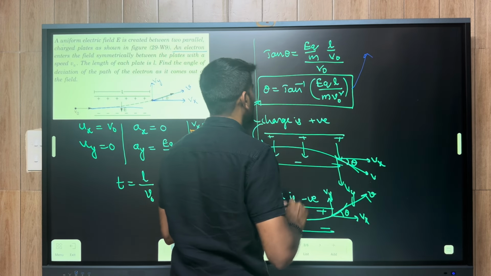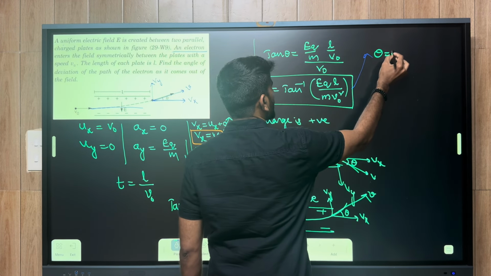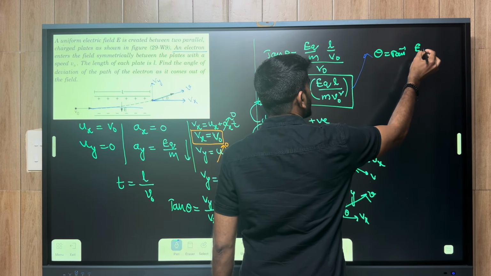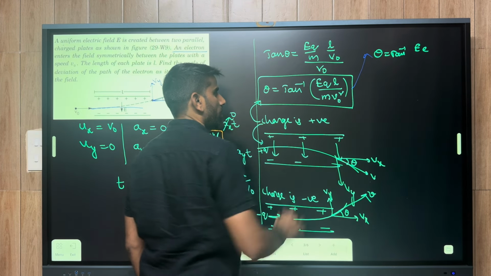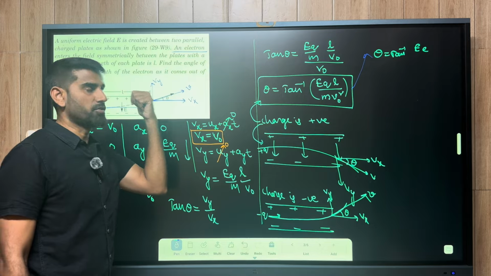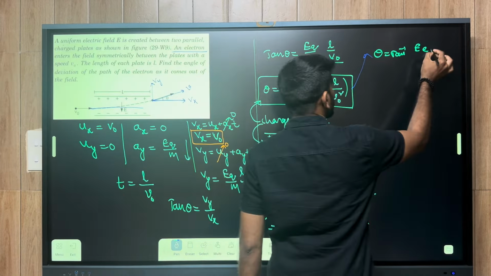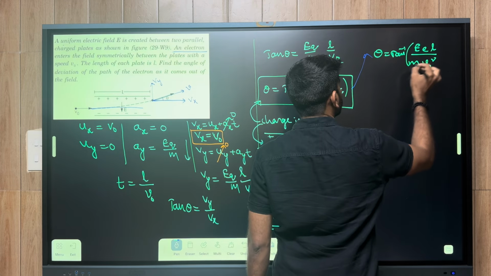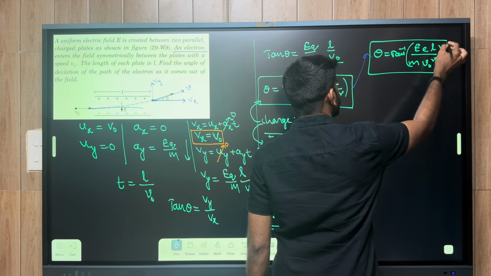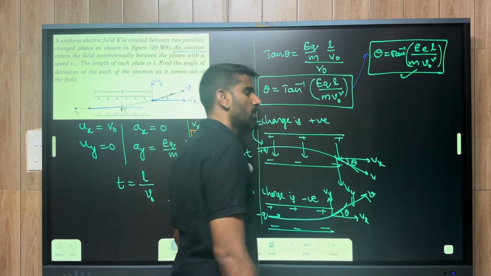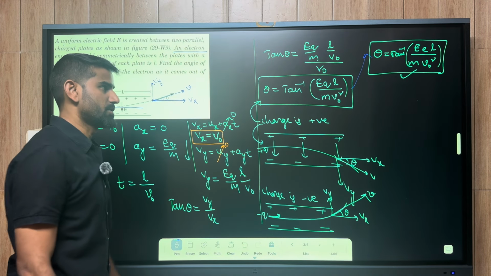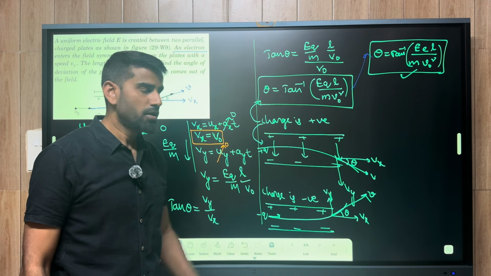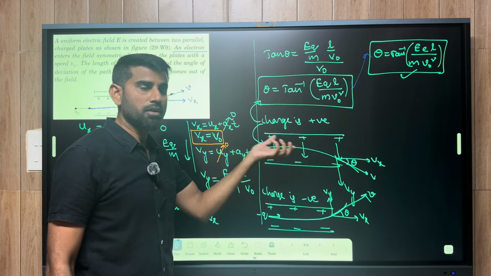I'm writing it here. Okay, theta is equal to tan inverse of e, in place of q I'm using e, the charge of electron, e L by m v naught square. This is the actual answer for the question. I have used the general case. I have explained both the cases, right?